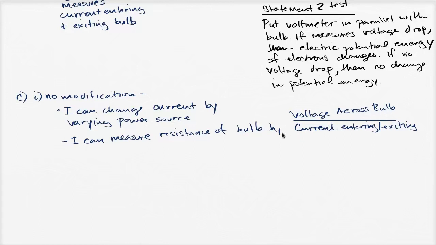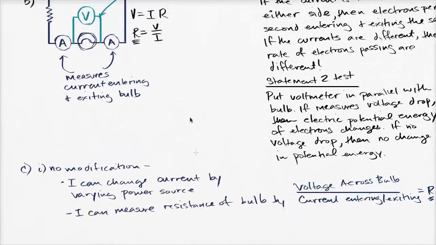And even if you didn't know what I just told you, the first part of the experiment would have told you that your current is the same entering and exiting the bulb. And so this right over here is going to be equal to the resistance of the bulb. So I can change the current by varying the power source, and then I can see what value I get for R by measuring these things as I change that overall current for my setup.